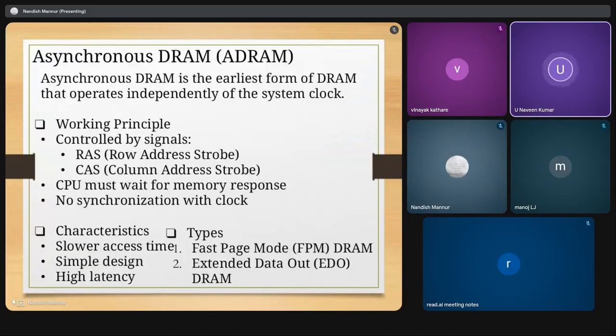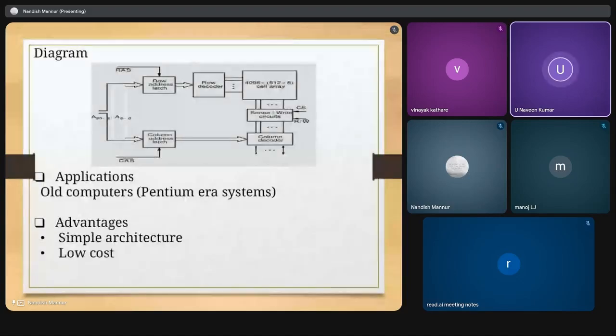Next slide we have the diagram. In the diagram we know there is an address line A0 to A20. It will carry address information, and we have the row address latch, which will store the row address when RAS is active. And we also have the row decoder, which will activate the selected row in the memory array.